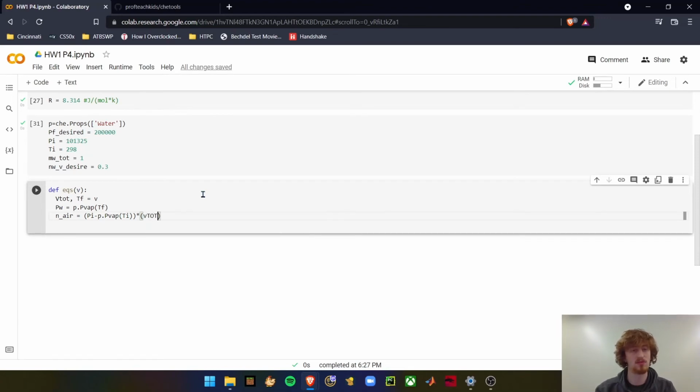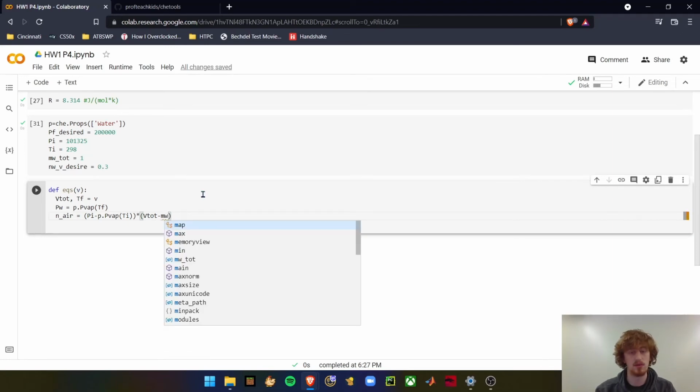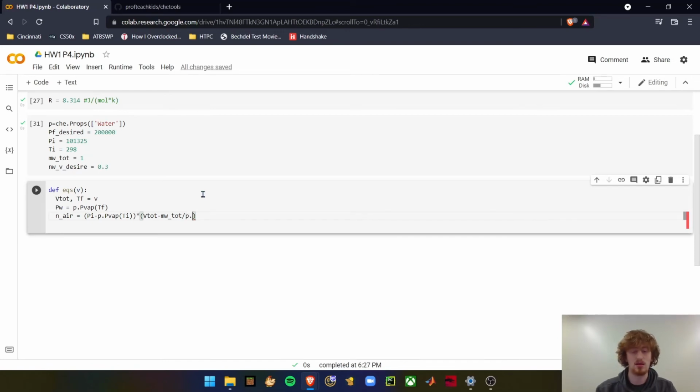So remember, we expanded that. We expanded that to be volume total minus the volume of the liquid, and we can further expand the volume of the liquid to be the mass total. Let's double check how I put that in above. Okay, so that's good. And then divided by the density of liquid water at the initial temperature. So to get that, say p dot rho L, and initial temperature.